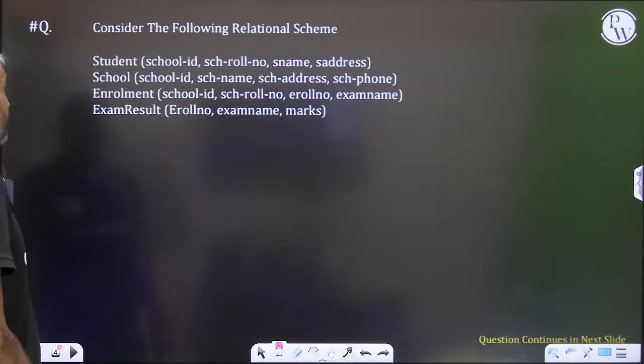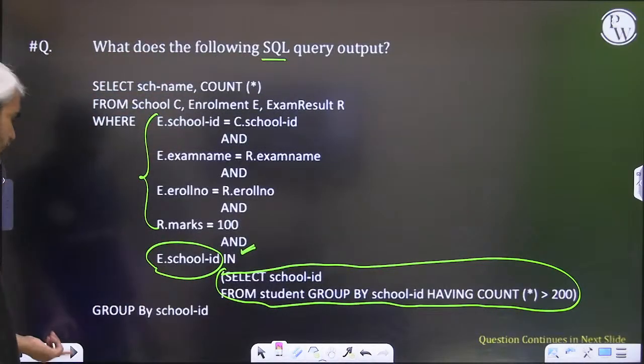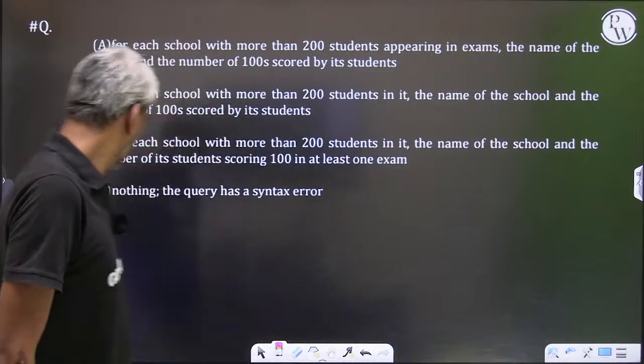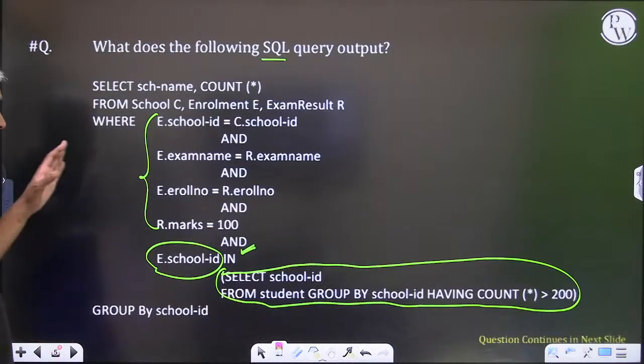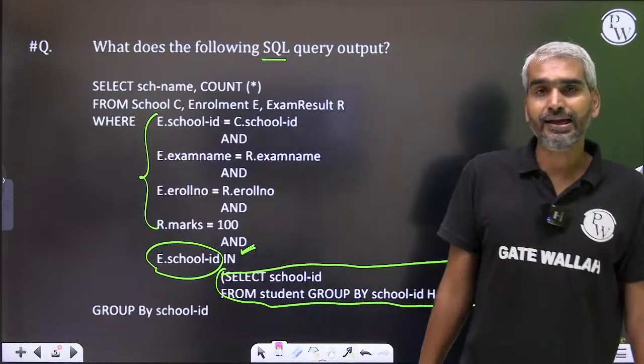So that's the idea that these are four relations. If you look at this query and then you look at the options which are given, then if you try to solve this particular query, it may take 3-4 minutes of your time.